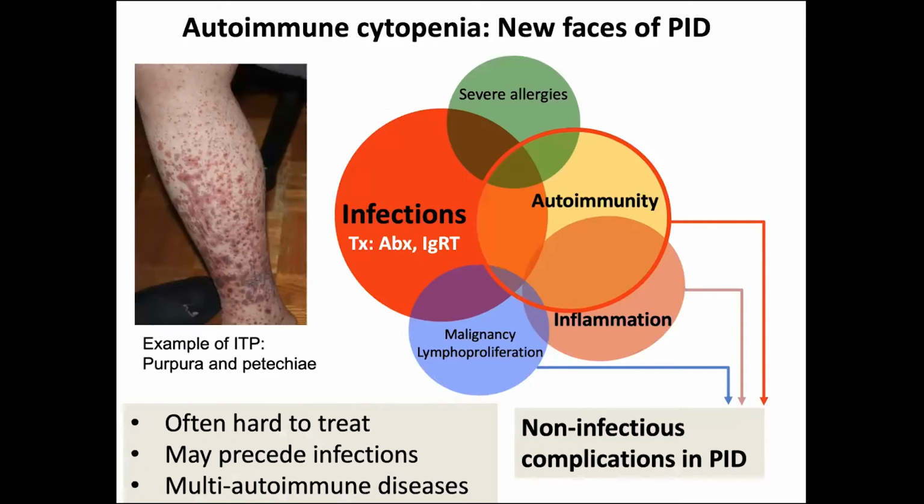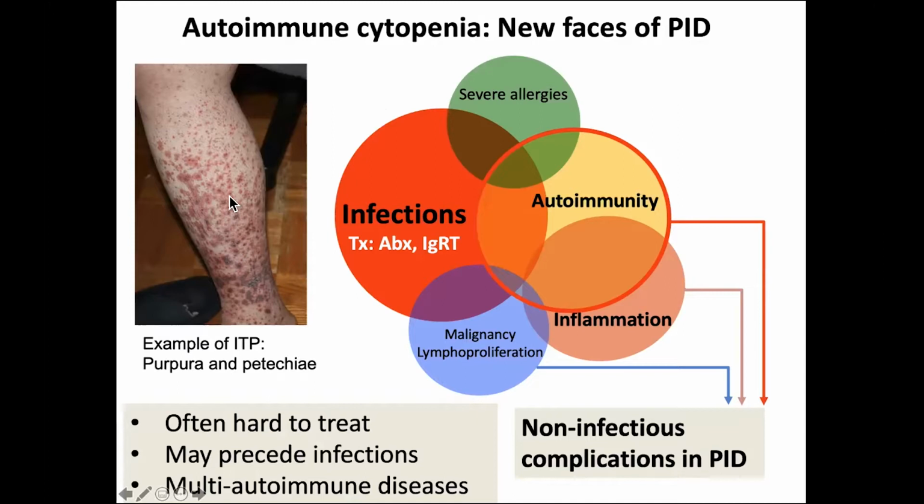This is an example of ITP, immune thrombocytopenia, as one of the other common entities of cytopenias. The patient would show obvious signs on their skin. You can see the tiny red dots scattered around the lower extremity of this patient. We call them petechiae. And when they become a bit more confluent and larger patches are seen, it is called purpura.